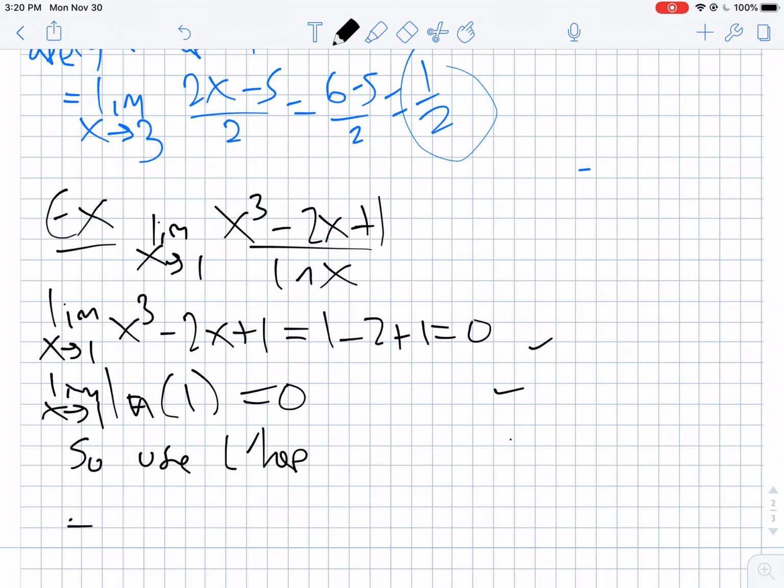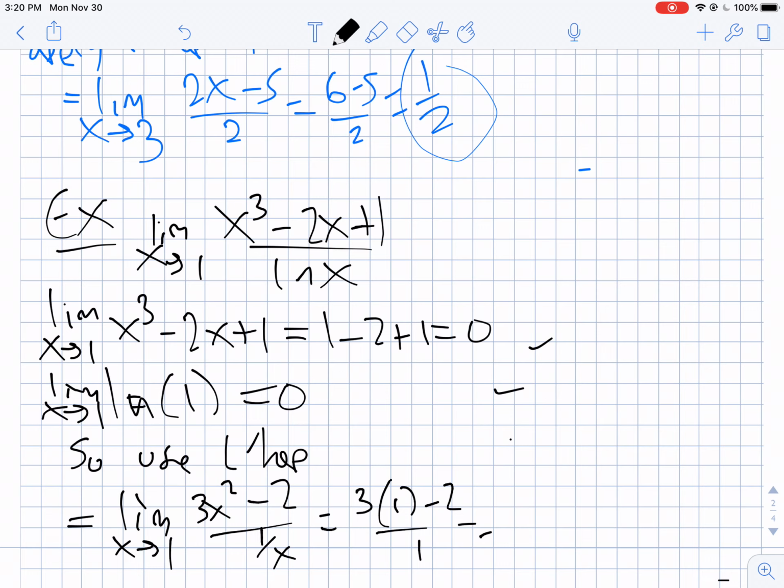So that tells us this limit will be equal to the limit as x goes to 1 of (3x squared minus 2) over (1 over x). So when we do that, we get (3 times 1 minus 2) over 1, which is 1 over 1, which is 1. Great. Okay. So that's how L'Hopital's rule is going to work.